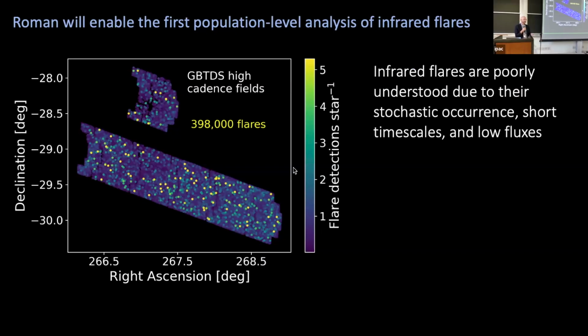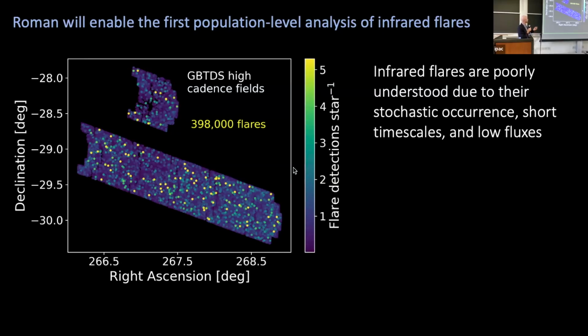Infrared flares are poorly understood due to their short timescales and their low fluxes at infrared wavelengths, and also just their random occurrence rate, so it's hard to know when to point a telescope at one to observe it unless you have a large survey. And Roman will obtain imaging in the galactic bulge time domain survey and capture around 400,000 flares.